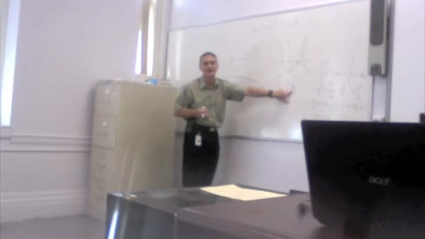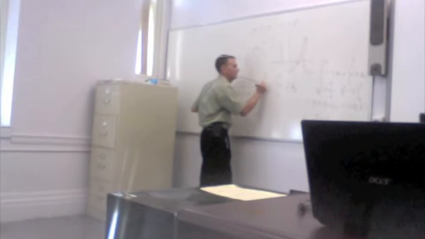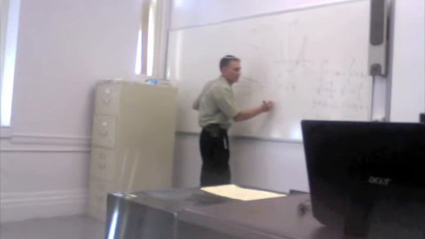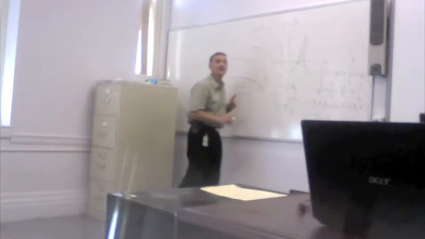Complicated. We integrate with respect to y. So we integrate 4, you get 4y, minus y to the third over 3, from negative 2.